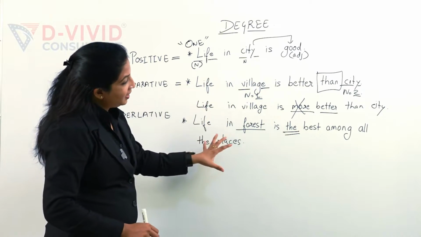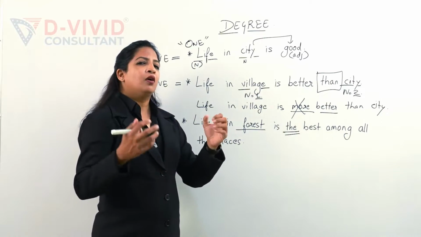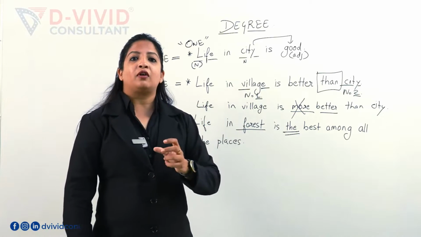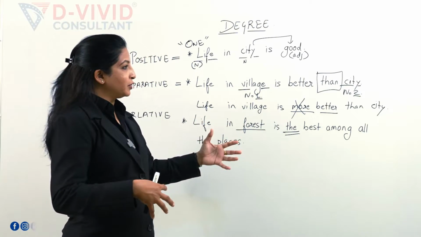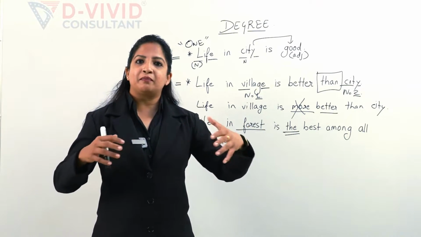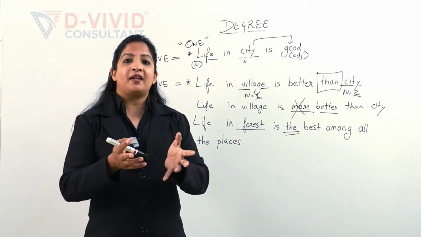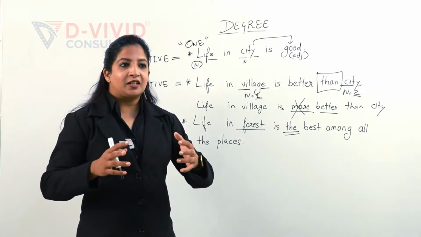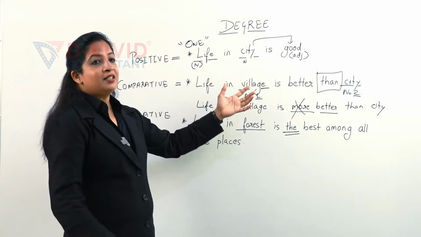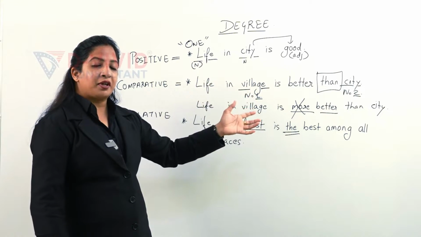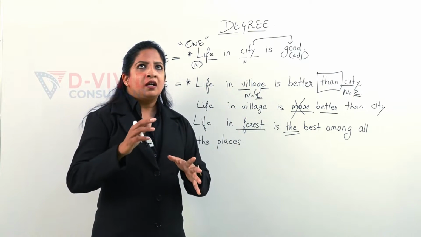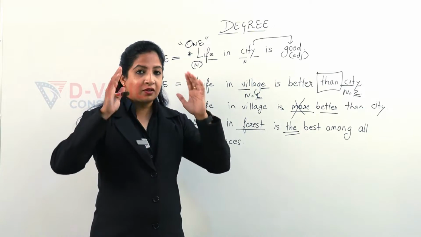Now where will this information, this logic, be useful to me? This is one of the important logics when you are working with Task 1 of IELTS. When you have to compare, when you have to develop comparison between different categories, different percentages, different years, there the understanding about this degree is going to help you use the correct degree at the correct place. Let me show you a few examples so you can have a clear idea.